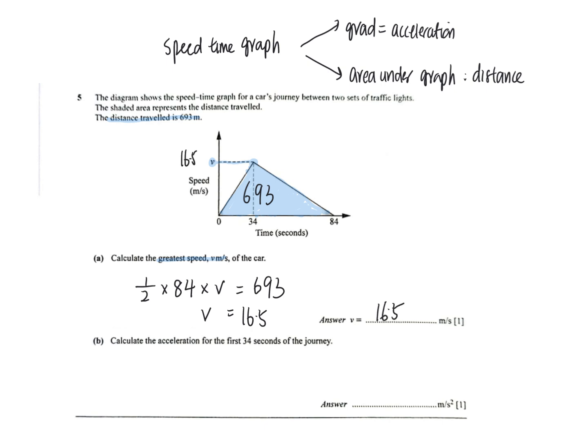Okay, next, they want you to find the acceleration in the first 34 seconds. So acceleration is the gradient of the graph. So gradient of the graph is rise over run. So the rise is 16.5 and then the run is 34. So acceleration is gradient.